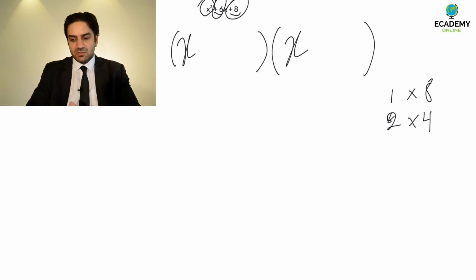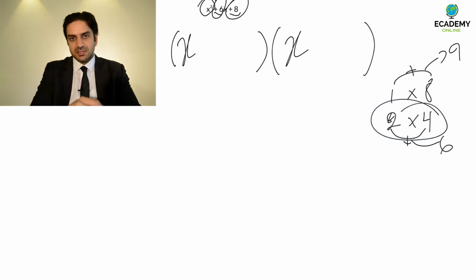If I add 1 and 8, when I add them together, I end up with a 9. If I add 2 and 4, I end up with a 6. So this must be the set of values that I'm looking for. And they're both positive because their product is positive and their sum is positive. So it's plus 2 plus 4.